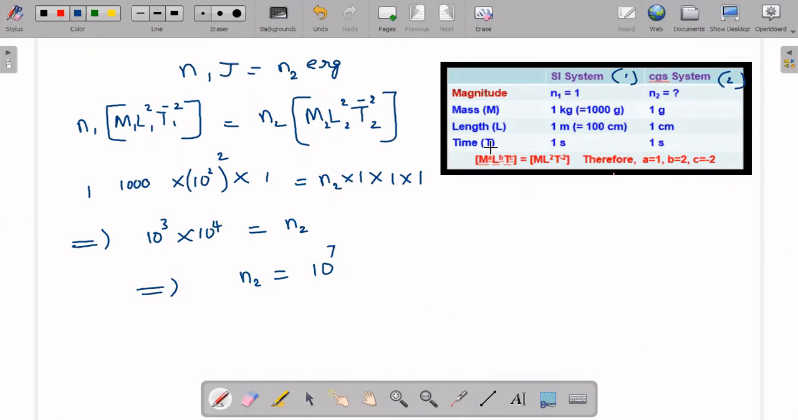L is equal to 100 square. Exactly, 100, I have taken it as 10 square. 100 means after 1, 2 zeros will be there. So how many zeros are there? Those many powers of 10 we will write. 2 zeros are there, so 10 power 2 I have written.